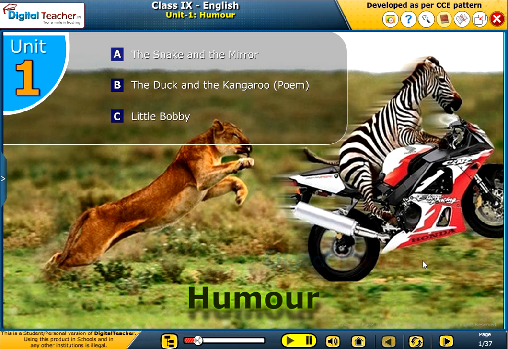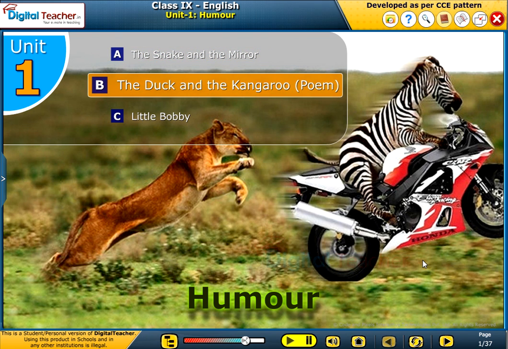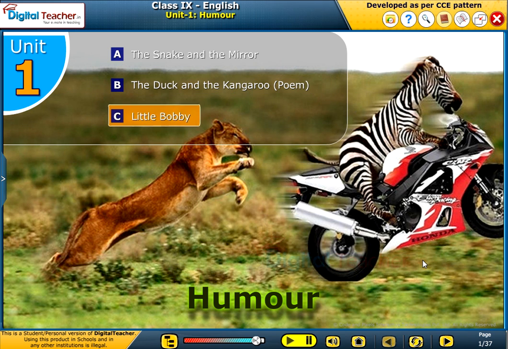Welcome to the unit Humour. This unit helps to understand what humour is. This unit is classified into 3 reading sections. They are A. The Snake and the Mirror, B. The Duck and the Kangaroo poem, C. Little Bobby.